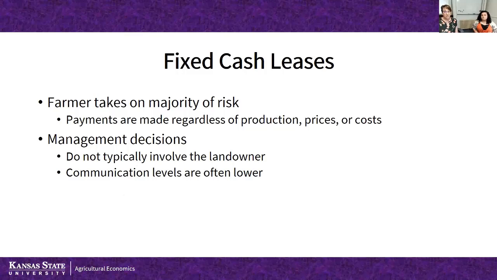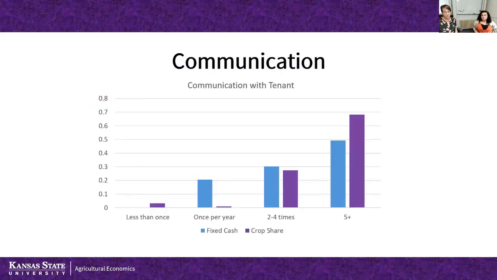With a fixed cash lease, the farmer takes on the majority of the risk because payments are made regardless of production, prices, or costs. And management decisions typically don't involve the landowner as much, and so sometimes communication levels are lower. I've said this through a lot of years, talking about comparisons between the two, and never really had any data to back it up. But I do have some data from the survey that is the basis for the research that Chelsea's going to talk about here in a few minutes.